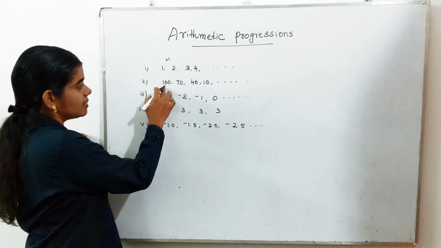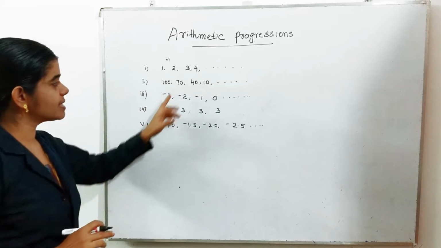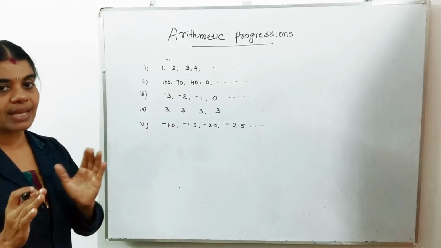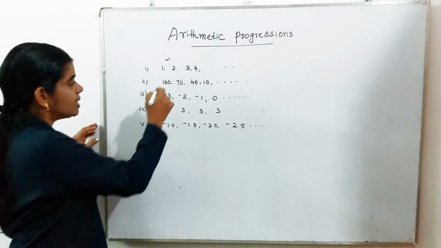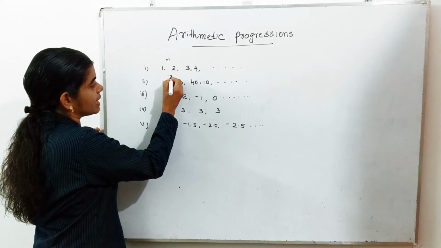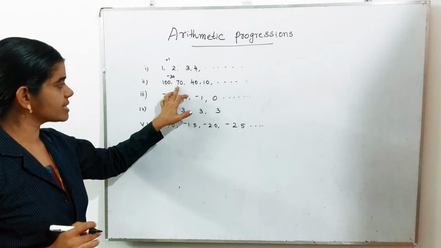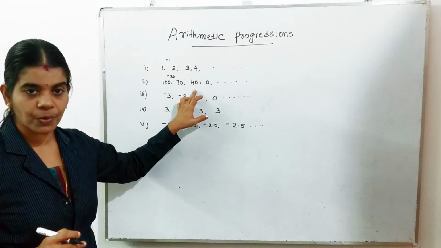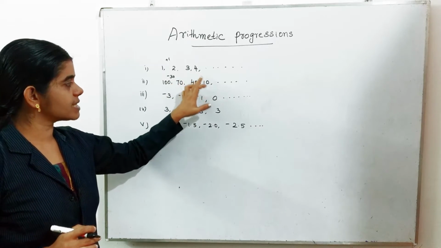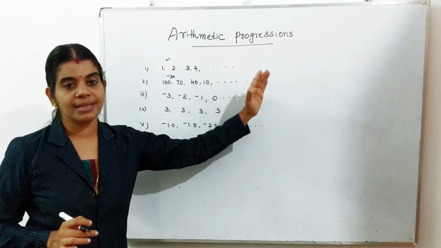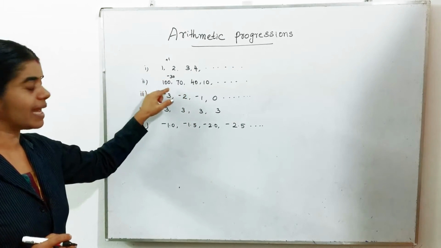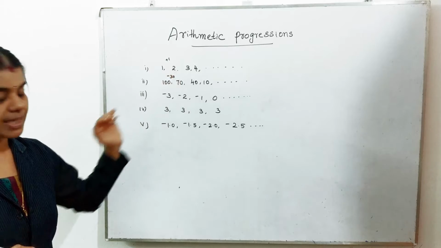Here, what will happen? 100, 70, 40, 10. We are saying about adding only. So, if you are adding minus 30 here, 100 plus minus 30 you are getting 70. 70 plus minus 30 you are getting 40. 40 plus minus 30 you are getting 10. Like that it is going on. Here the common number added is minus 30.